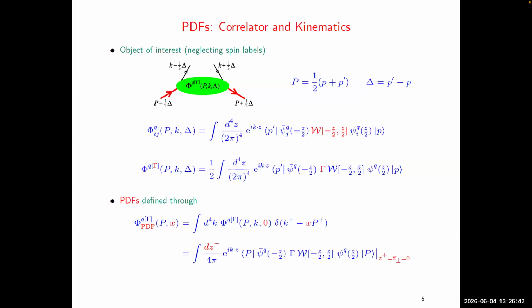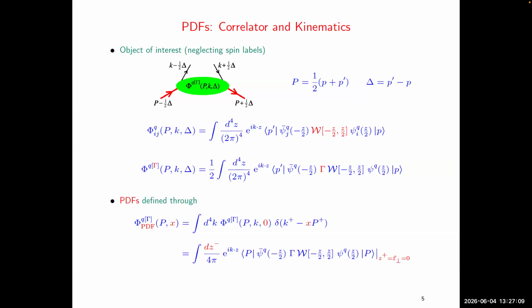So these are Dirac spinors. So i and j are Dirac indices. So this object here is a 4x4 matrix in Dirac space. And this operator is evaluated between the incoming hadron and the outgoing hadron. We take the Fourier transform, and the result depends on this average momentum K. And of course, it depends on P and n.